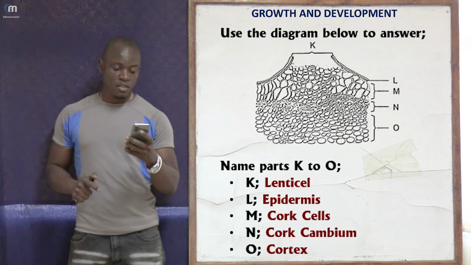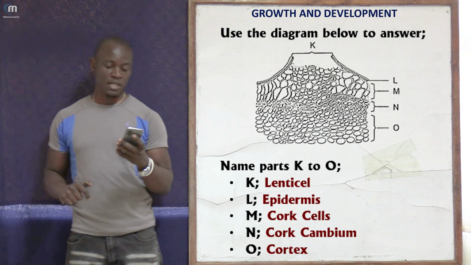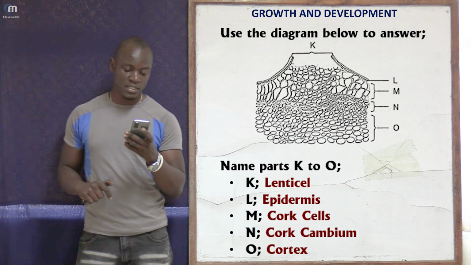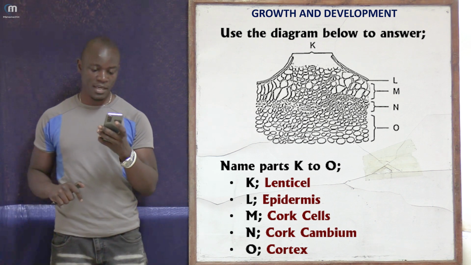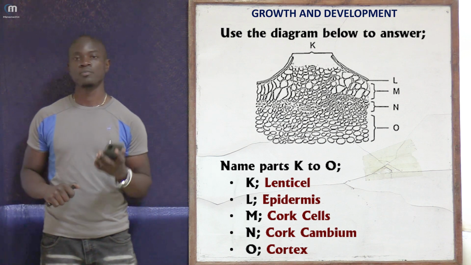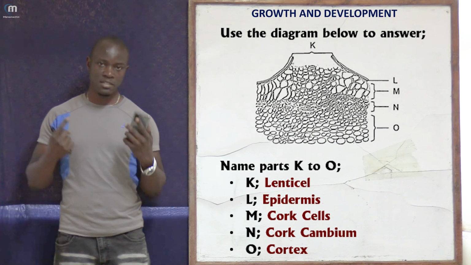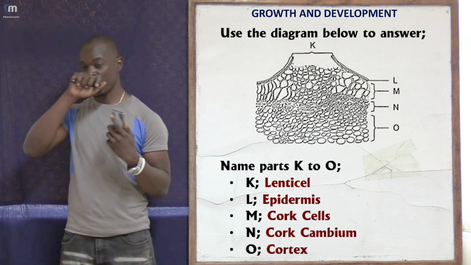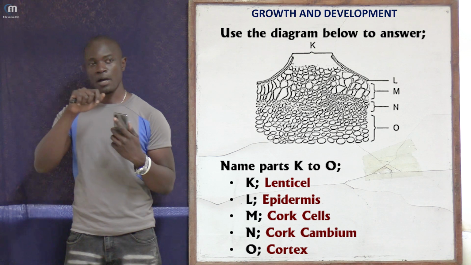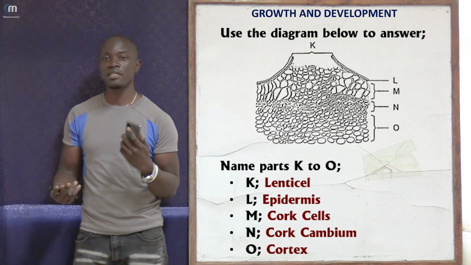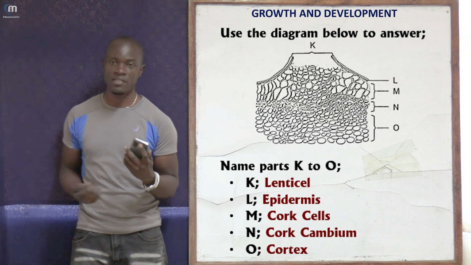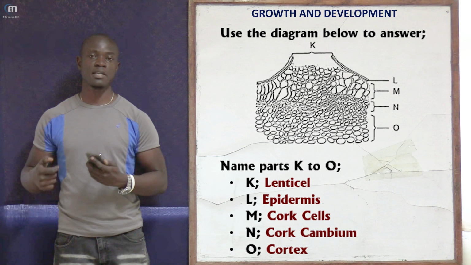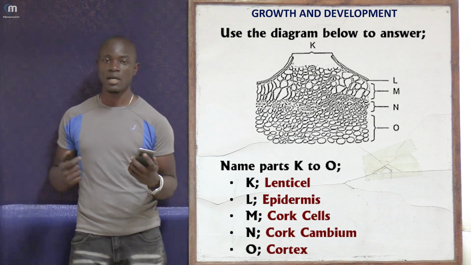So the question is asking, use the diagram below to answer the questions that follow. This is the diagram, as you can see. The first question is asking, name parts K to O. So we have K, L, M, N, and O. The part labeled K, that hole which is found on the stem, which allows respiratory gases to enter or leave, and maybe excess water to enter or leave the stem, is called the lenticel. That is the name given to the part labeled K.